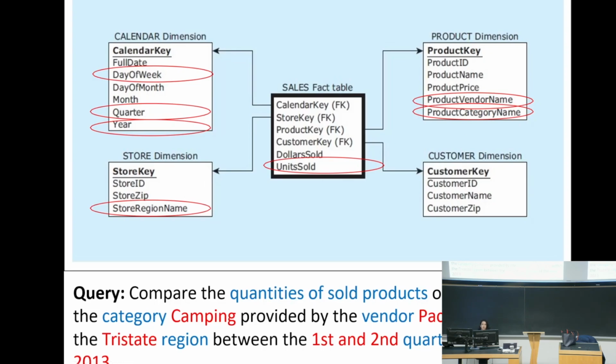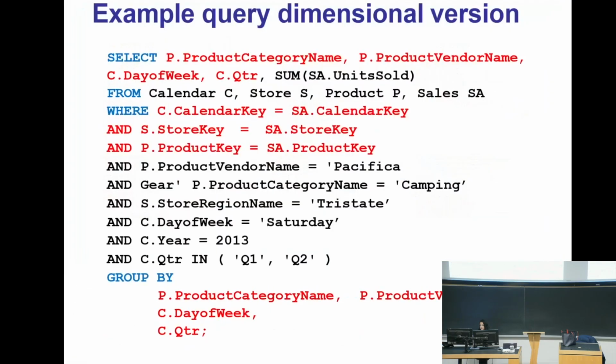So just to see how the example SQL query and this dimensional version look like, this is the example. The query returned one row per unique combination of product category, vendor, day of the week, quarter, and year 2013. So you can see that we accessed all of them, and we had to also join them, right? So we joined, for example, calendar, store, product, and sales, and just these 4 lines are just for joining them. And then these are conditions, for example, vendor name is Pacifica, category name is camping, and so on.